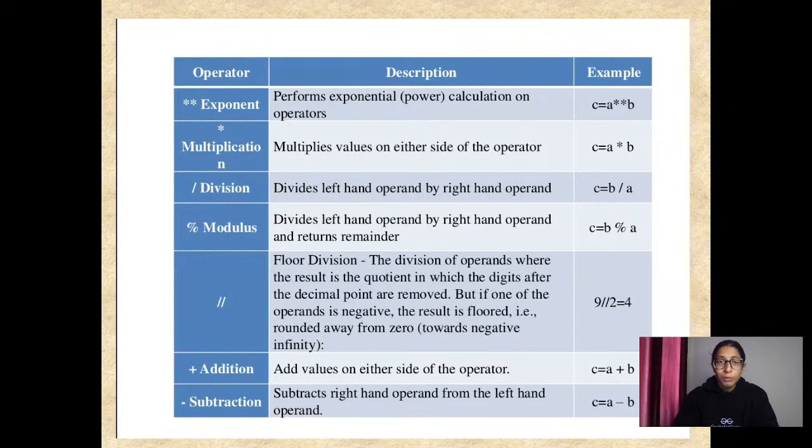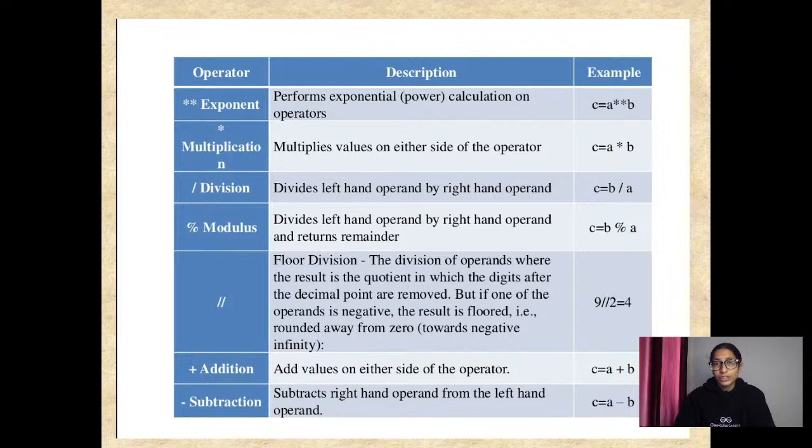So the very first operator is the exponent. It performs the exponential power calculation, and the sign for that is the double asterisk. Multiplication multiplies the values on either side of the operator. If I say A into B, A into C, 3 into 5, that is multiplication, and the asterisk sign is the operator used for multiplication.